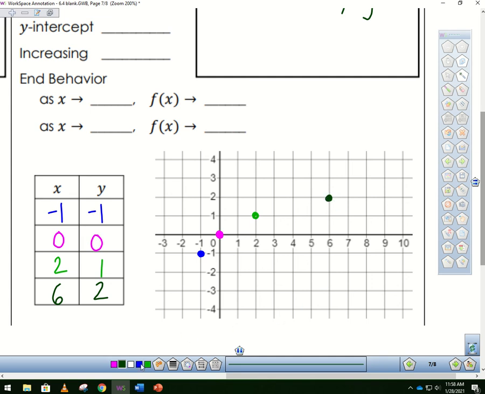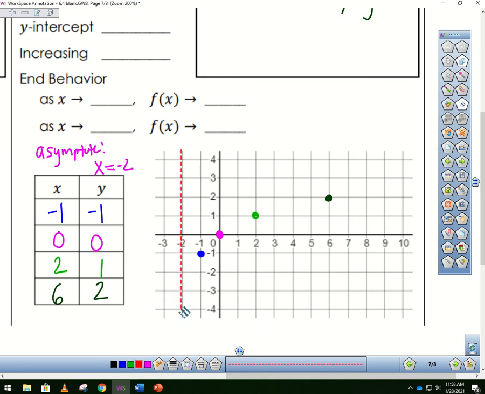Now we want to graph the asymptote. So what do we find our asymptote to be? Good. So we're going to plot that. And it's going to look like this.